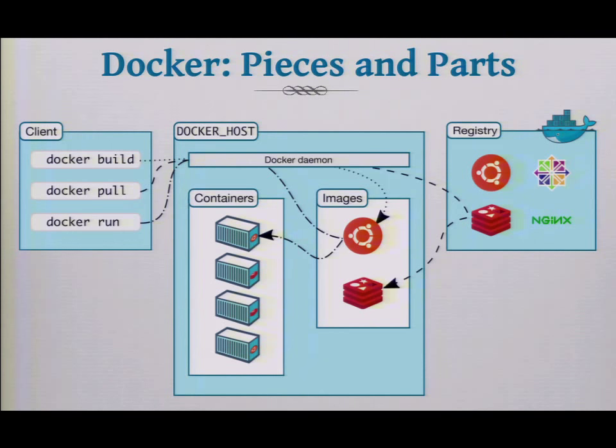Let's see how those fit together. Docker comes with a Docker host or a Docker daemon, a server. We're going to say that's right here. Here's the daemon, here's the machine it's running on. And then there's a Docker client that you can run from the command line to execute commands against that host. It's kind of neat the way that works. That client talks to the Docker host, the Docker daemon, using simple REST commands.